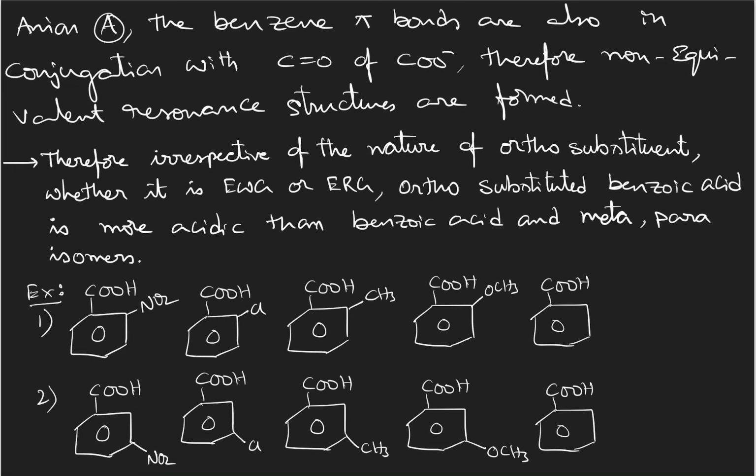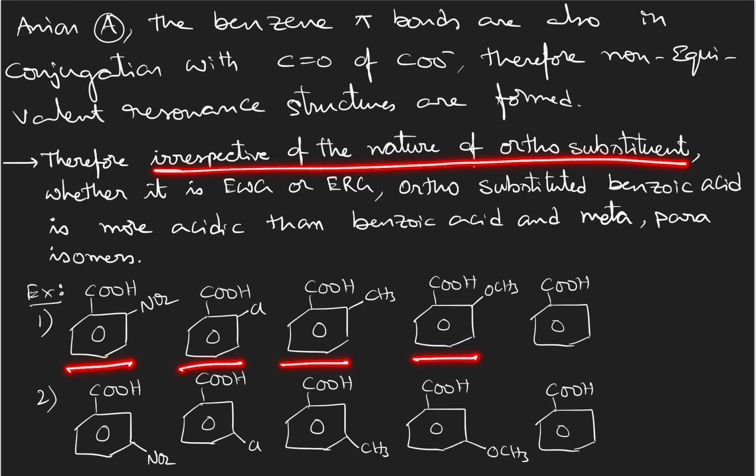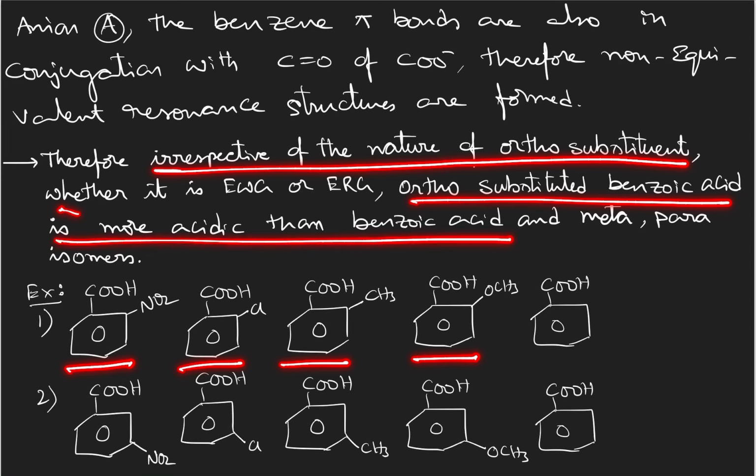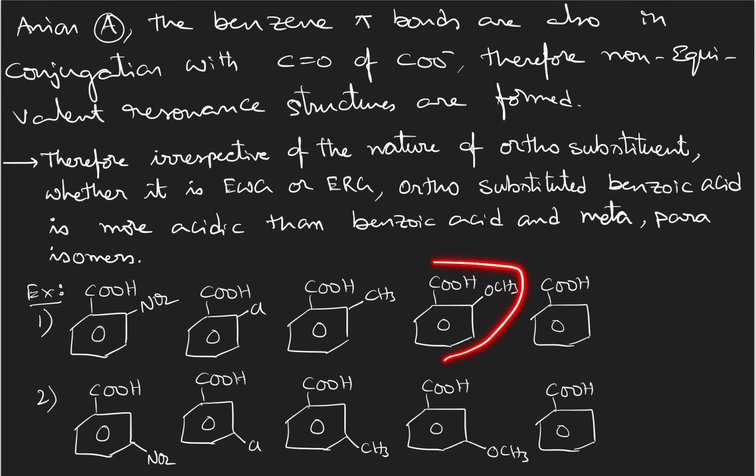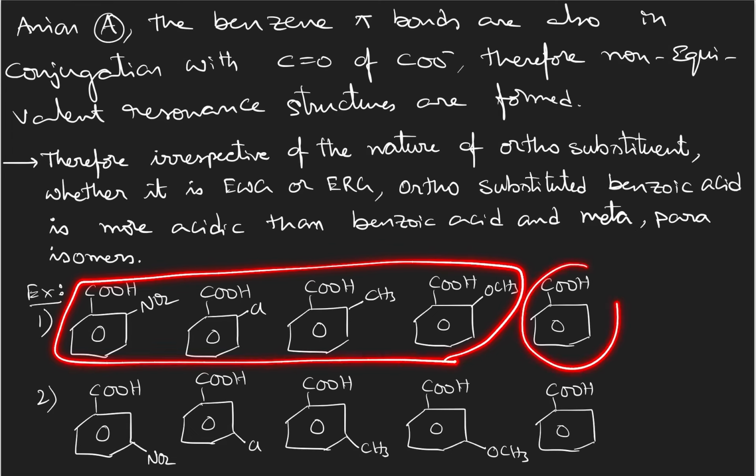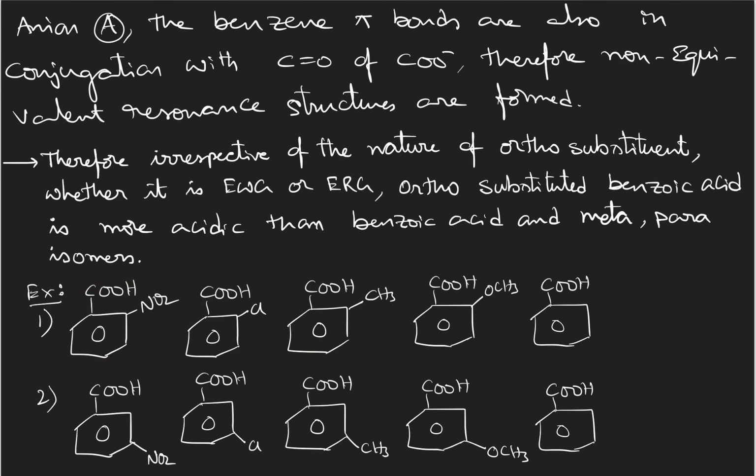Now let us apply these concepts and get the answers for some of the questions. Now see here. This is ortho substituted, ortho substituted, ortho substituted, ortho substituted. And clearly we have written here, irrespective of the nature of the ortho substituent, ortho substituted benzoic acid is more acidic than benzoic acid. Therefore, all these four are more acidic than unsubstituted benzoic acid. So I will write benzoic acid, the fifth compound, at the last.